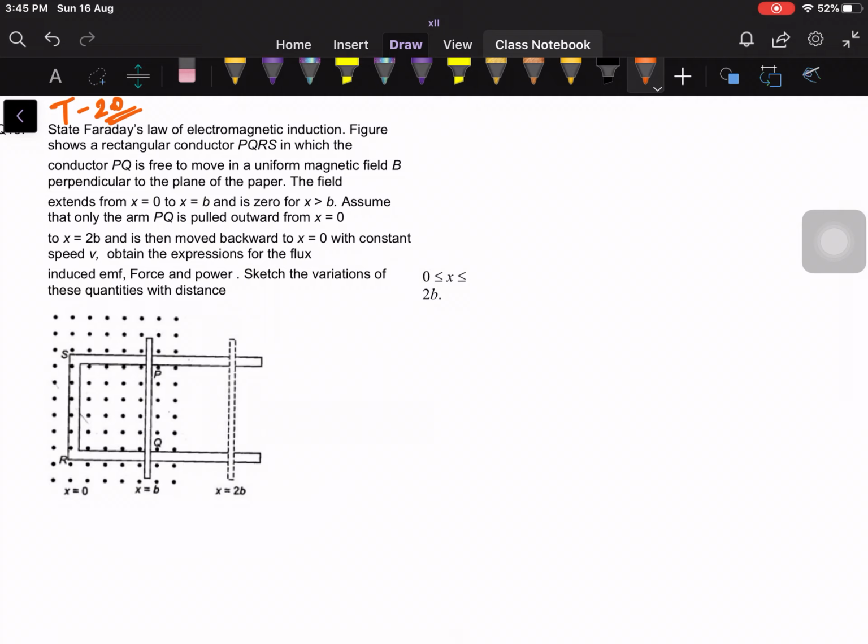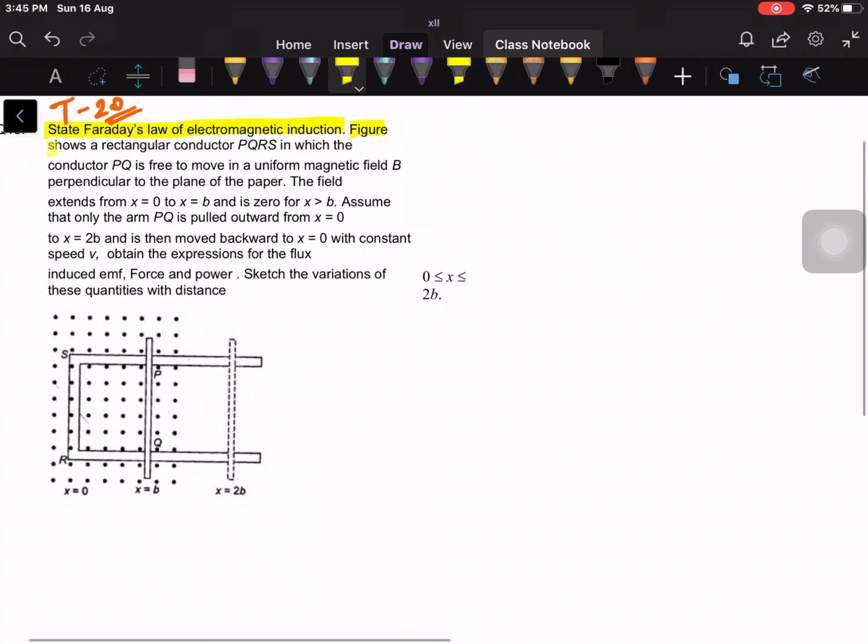Let us see. State Faraday's law. First we are going to discuss the question. First, Faraday's law of electromagnetic induction. I don't think any doubt must be here. You can write it. The doubt must be in the second part. So let's see what the second part is.